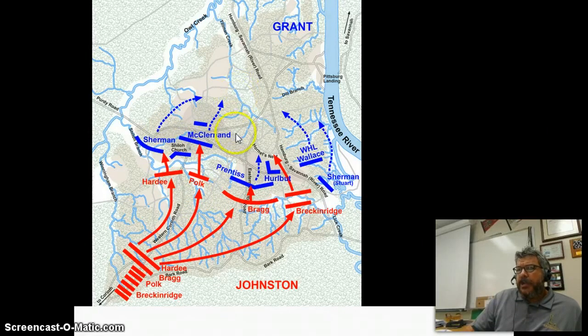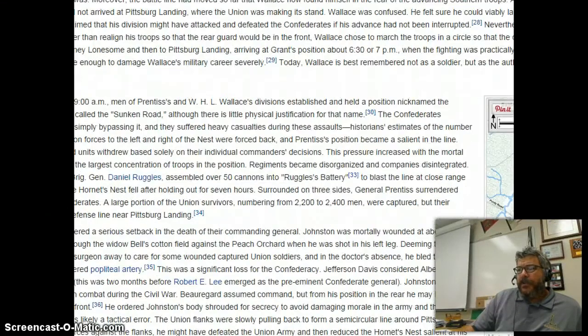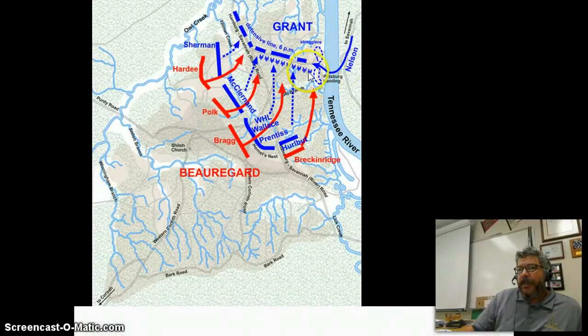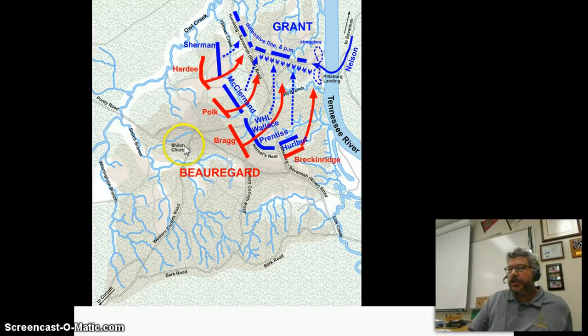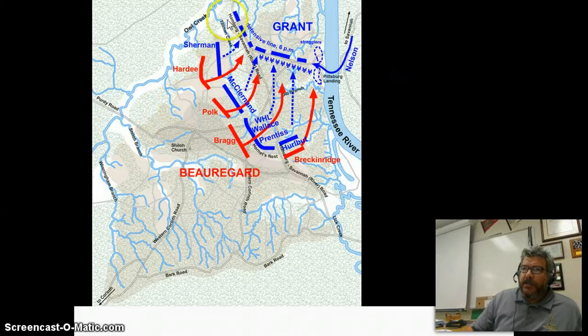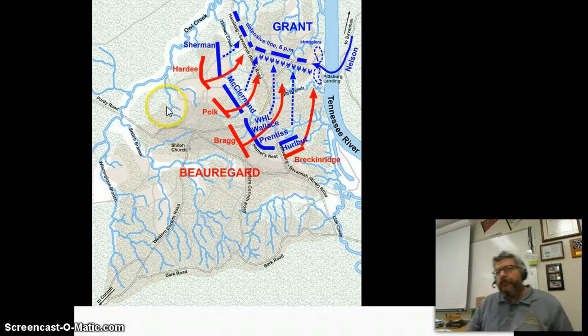They will continue to push throughout the day until the point in the afternoon where we have a situation that looks like this. Remember where Shiloh Church was in the first map. Here's Shiloh Church now. So all of these areas that had been camps for Union forces have now been completely overrun. They've pushed the Union forces back into a U-shaped defensive line, just about ready to finish them off and push them into the river, as had been the original plan.